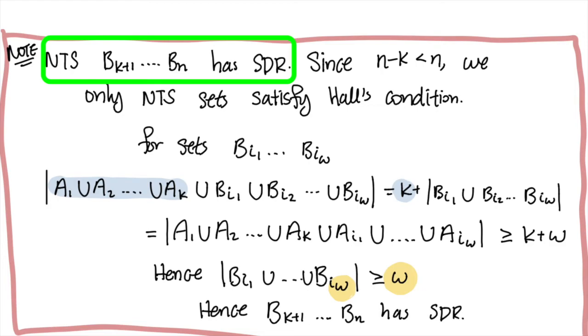Since B sets have no elements in common with other sets, since all the B sets are basically corresponding A sets that remove the union of all sets in front of them, we can infer that the size of the union of B_{i1} all the way to B_{iw} must be greater than or equal to w. Hence, it satisfies Hall's condition. Since w is strictly less than n, by the induction hypothesis, we know that there is an SDR for the set system of B_{k+1} all the way to B_n.